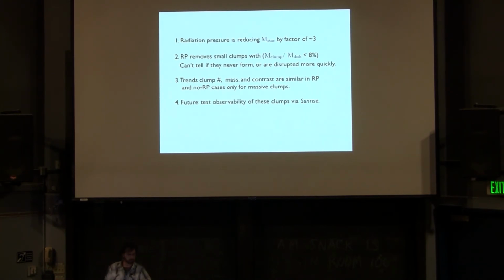Now we don't know whether these small clumps never form or whether they do form and they're just disrupted really quickly, and so they have really short lifetimes. All we know is the instantaneous clump counts are the same at the high mass end of the clump masses. So the trends in clump number, in mass, and in contrast are similar as long as you look at the high mass clumps. And as soon as you go to the low mass clumps, radiation pressure really starts to kick in and have an effect.